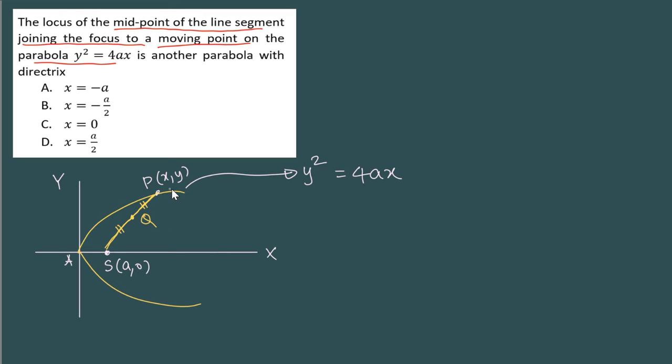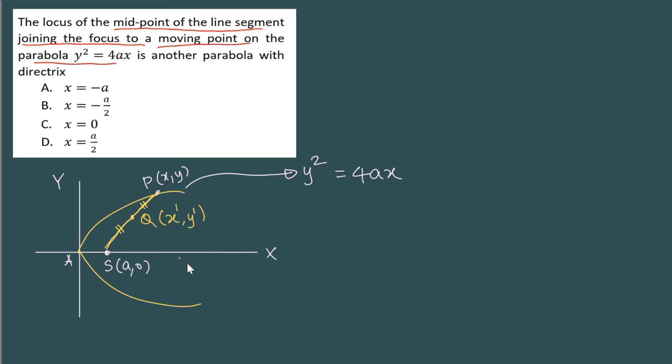As this point P moves on the given parabola, the claim is the point Q also moves on a different parabola. So we need to figure out the equation for that parabola and then get the directrix for that new parabola. That means we first need the equation of the parabola on which Q moves. Q is the midpoint of the line joining S and P. So we can take the coordinates of Q as x prime and y prime.